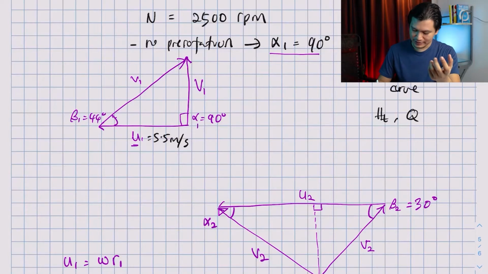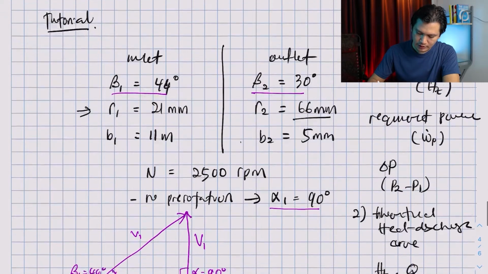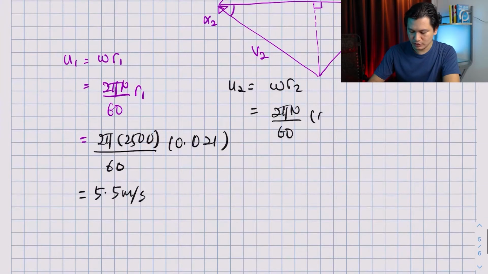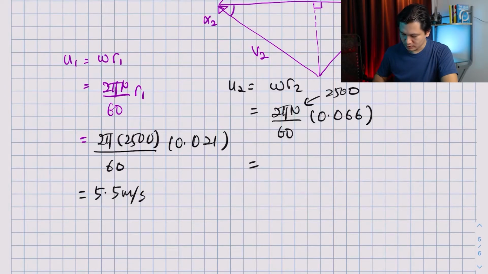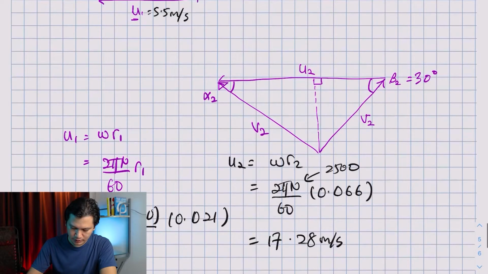Now that we have U1, for a similar strategy, we're going to use it to find U2, right? So U2 is omega R2. This is 2 pi n divided by 60 times R2, and R2 is 66 millimeter. So this is 0.066. Remember n is 2500. And this is 17.28 meter per second. I'm just going to label it here. This is 17.28 meter per second.